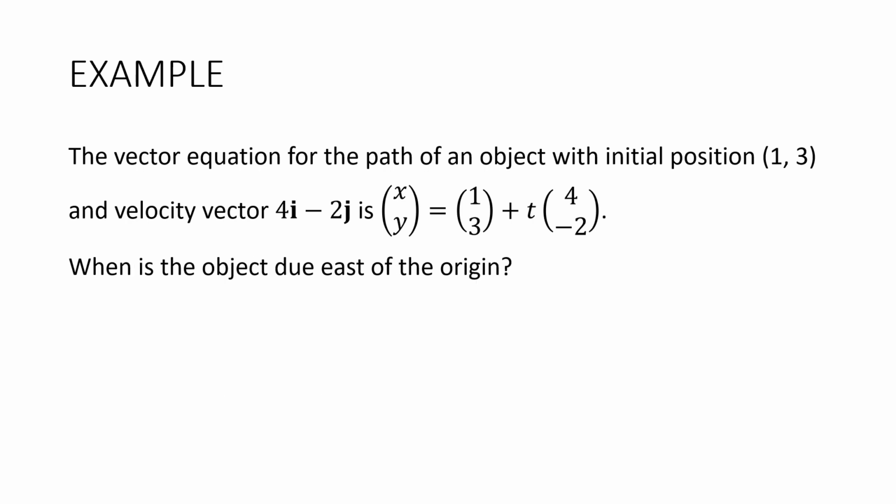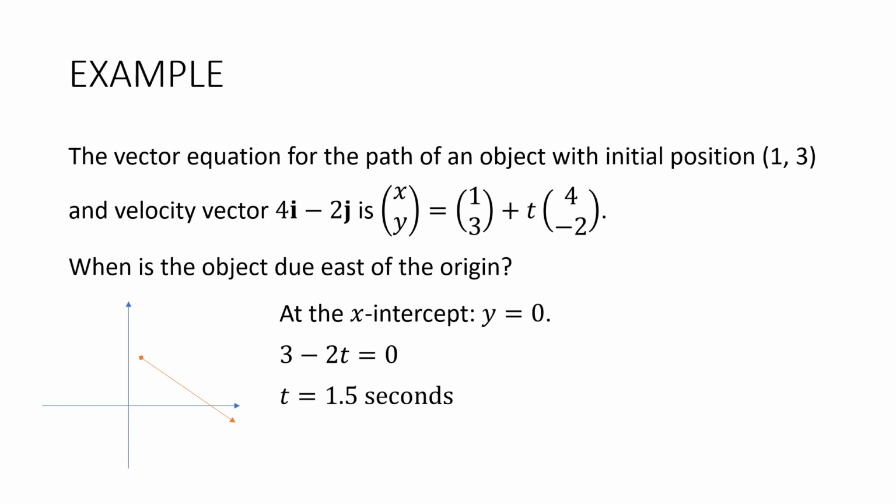Let's work out when the object is due east of the origin. Now, again, let's draw a diagram. So we know it looks something like this. It starts at 1, 3, and then this is the velocity vector. So every second it goes 4 to the right and down 2. So it's roughly like this. If we want due east of the origin, well, that's the x-intercept. And the x-intercept occurs when y is equal to 0. So let's solve this here. 0 equals 3 minus 2t. t is equal to 1.5 seconds.